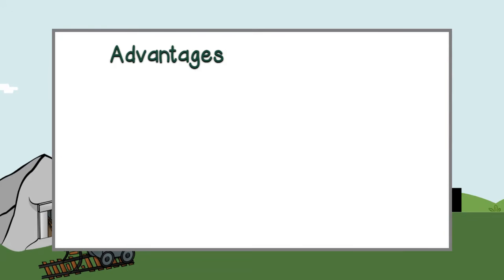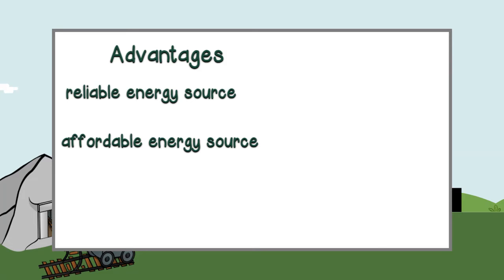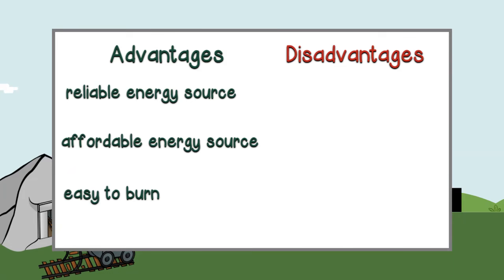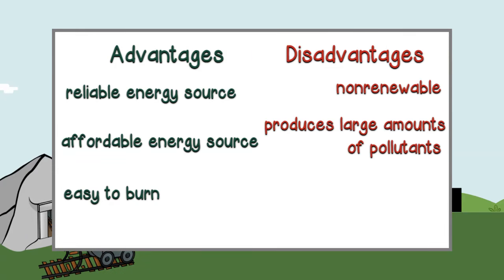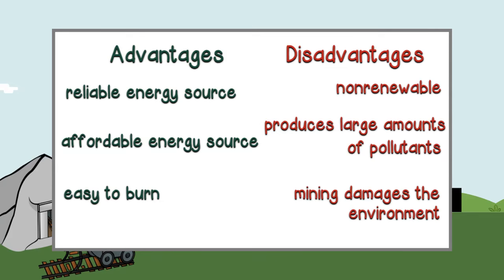The advantages of using coal include it is a reliable and affordable energy source, and it is easy to burn. The disadvantages include it is a non-renewable resource, it produces a large amount of carbon dioxide and other pollutants, and mining for coal damages the environment.